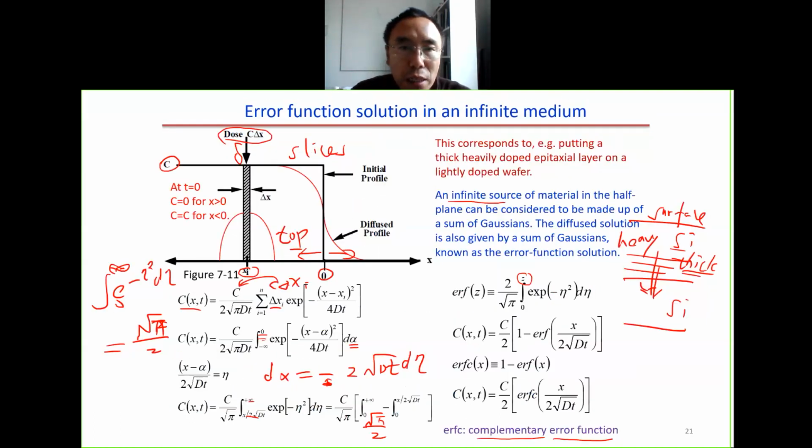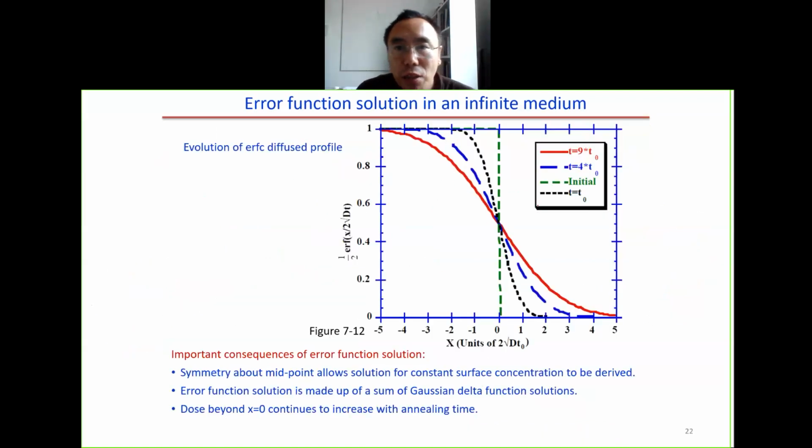So now we look at the profile here. With this one, we can draw it. Initially we have this green color here. Initially we have the top doped and the bottom not doped. Then for t equal to t0 it becomes this one, for 4 t0 this one, and 9 t0 this one. So this is the evolution of the error function diffusion profile.